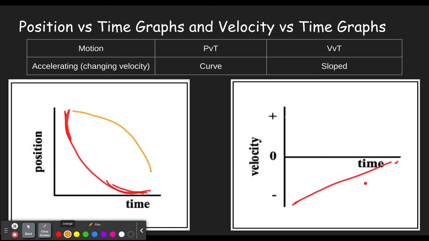We'll use orange for our next one. Once again, in the negative direction because it's curving. It's sloped down. Starts off fairly flat, close to zero. By the end, it's going pretty steep. That means it's going fast. And so we get a graph like that, going fast at the end.